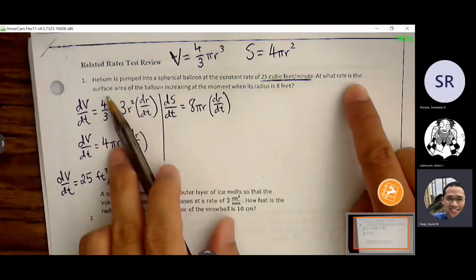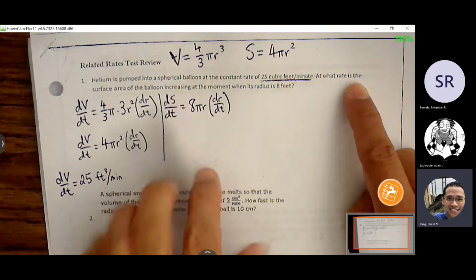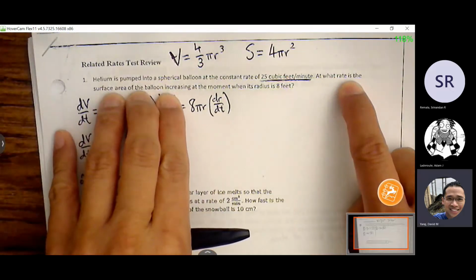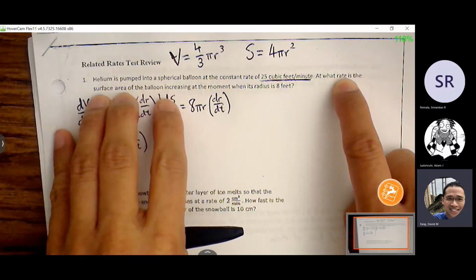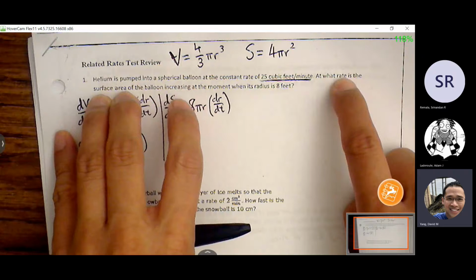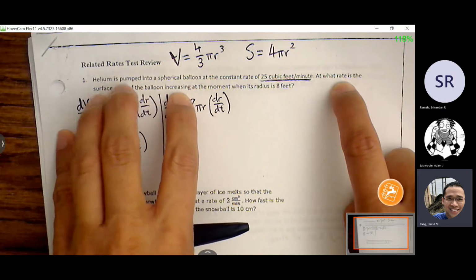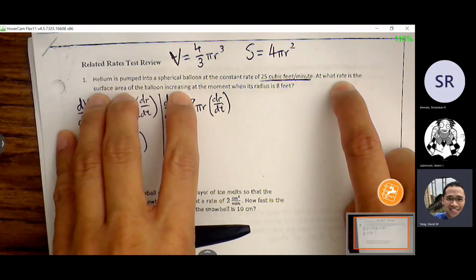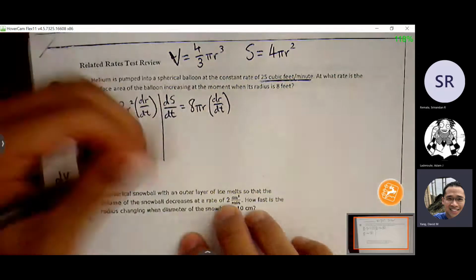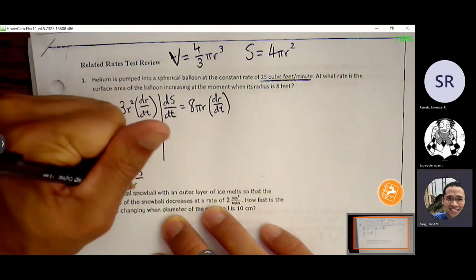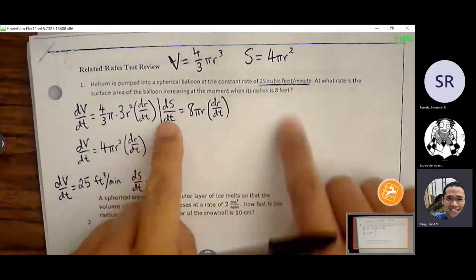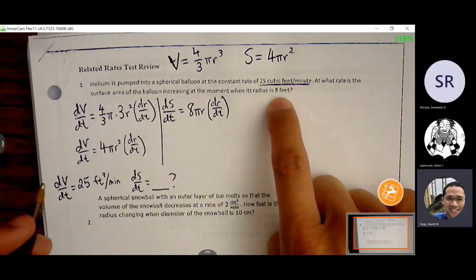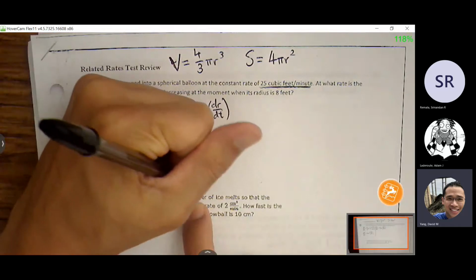At what rate is the surface area of the balloon increasing? Okay, what are we looking for here? dS/dt, right? Surface area, we know that's S, but we see the word rate, we see the word increasing. Those two words describing surface area, we know it can't be a static value, it must be a dS/dt. Okay, that's the unknown. When its radius is 8 feet, so that's a moment in time.